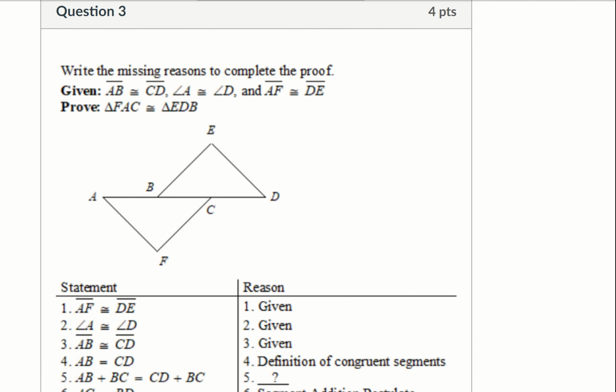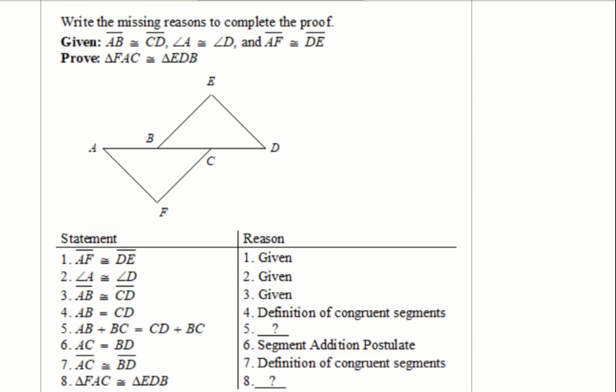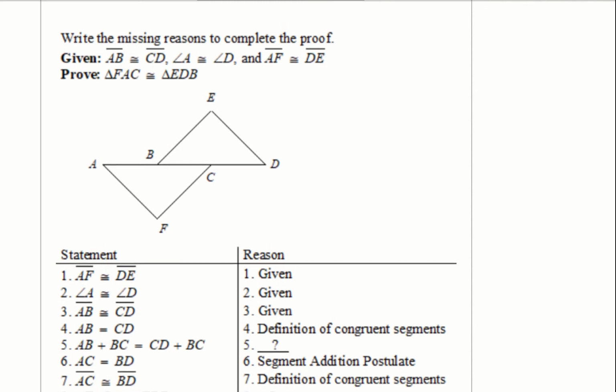Right, question 3, write the missing reason to complete the proof. So we have a proof here. We have two triangles. It says here that we're given that AB is congruent to CD. So we know that this part right here is congruent to this part right here. We know that angle A is congruent to angle D. And we know that AF is congruent to DE.